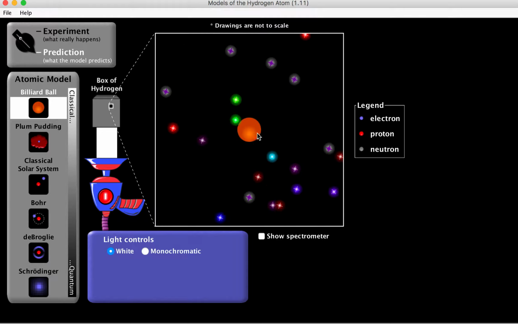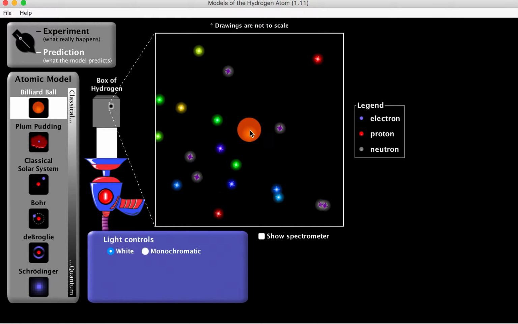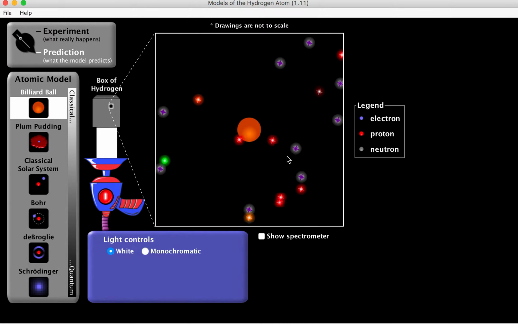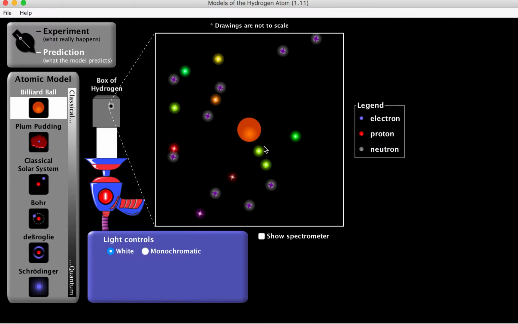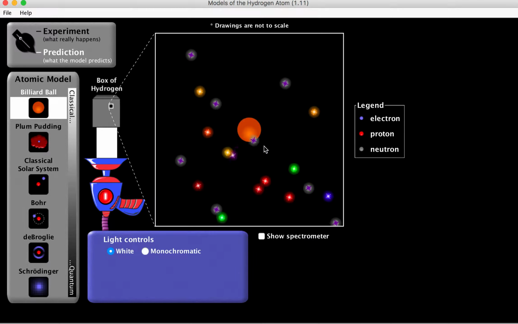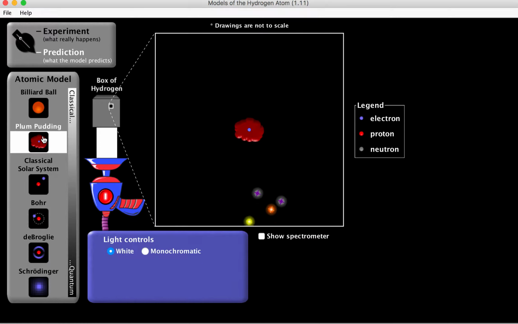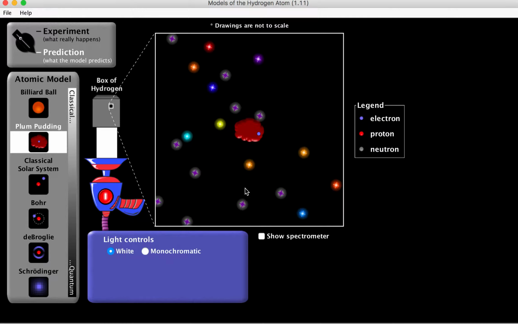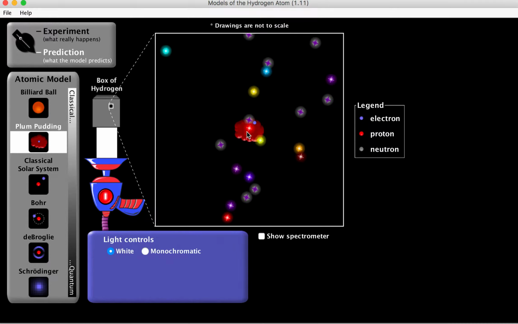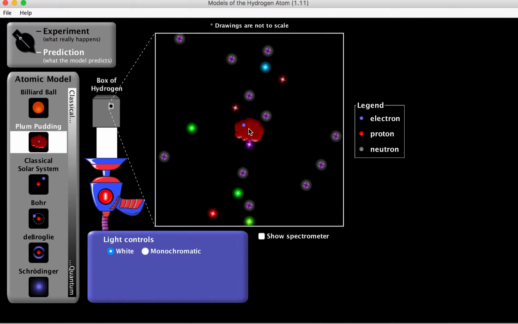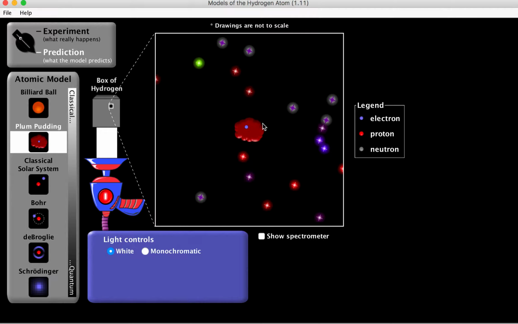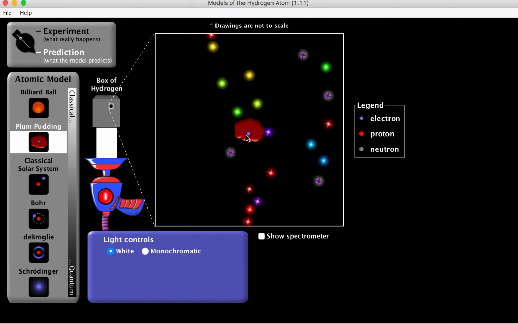We're going to see that these are a bunch of different photons of different energy, but everything bounces off the billiard ball. So no interaction between light and the hydrogen atom. If we move to the plum pudding model, we can see that certain photons are absorbed by the electron, with emission of photons when it stops moving, but the electron is just kind of in this mass.